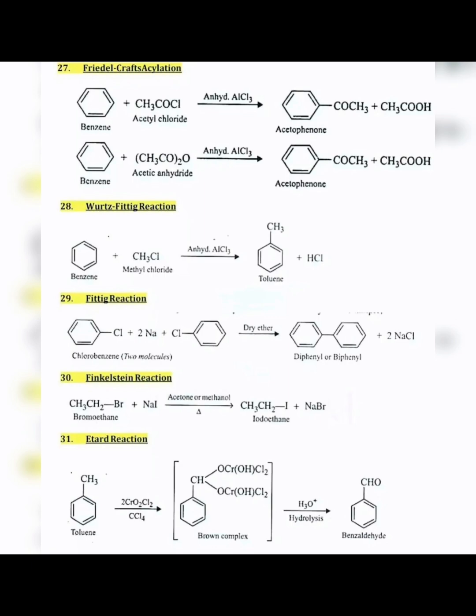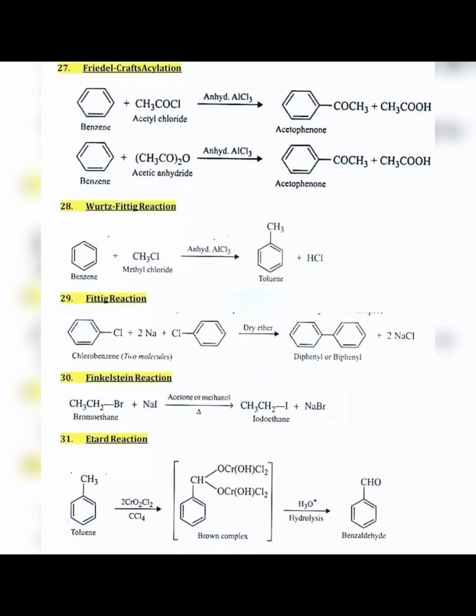Next reaction is Friedel-Crafts acylation. When benzene reacts with acetyl chloride in presence of anhydrous AlCl3 as a Lewis acid catalyst, it gives acetophenone as a major product along with acetic acid as a byproduct. When benzene reacts with acetic anhydride as an acetylating agent in presence of anhydrous AlCl3 as a Lewis acid catalyst, it gives acetophenone plus acetic acid as a major product.